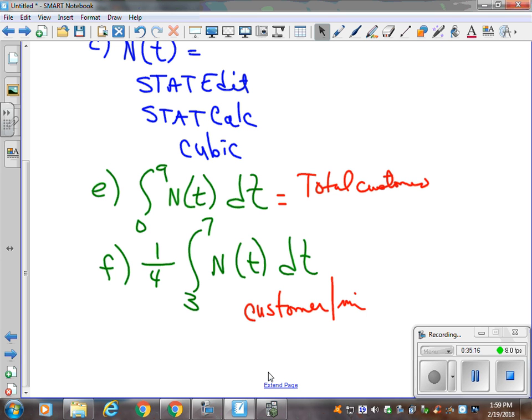So this part here on E is kind of like using the first fundamental theorem of calculus, except we're doing it on the graphing utility instead of doing all the math by hand because of the decimals being so nasty. But that's the first fundamental theorem of calculus. This is average value theorem on part F.